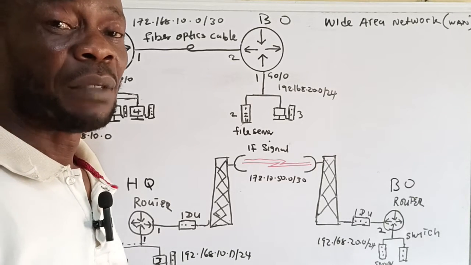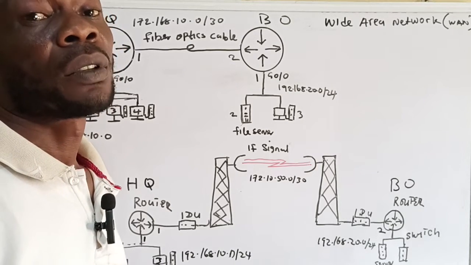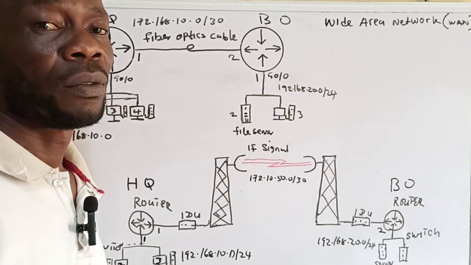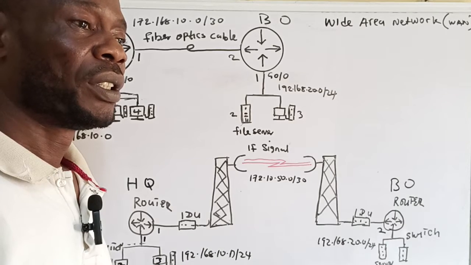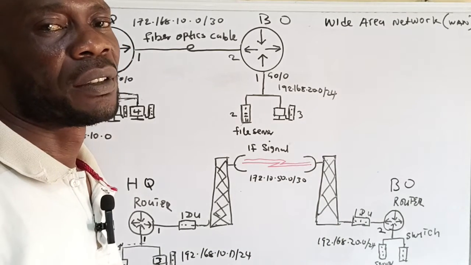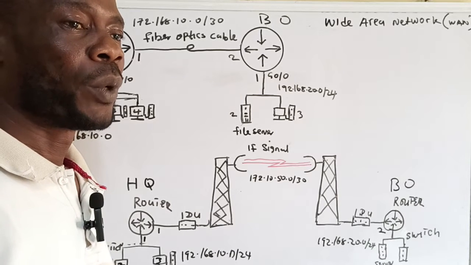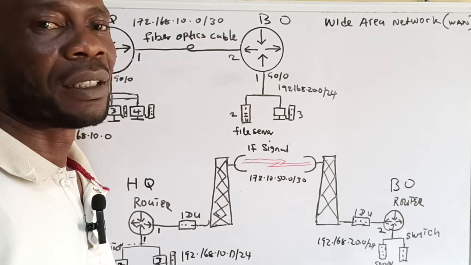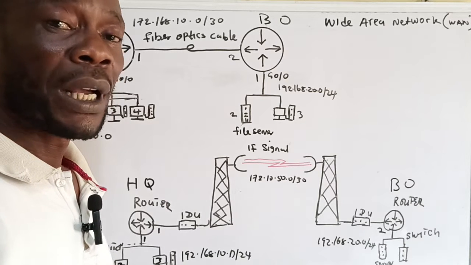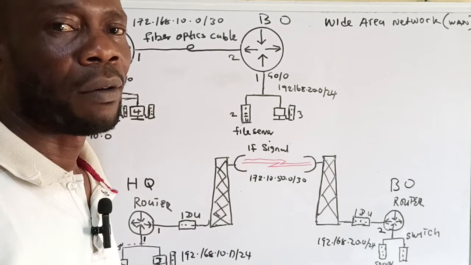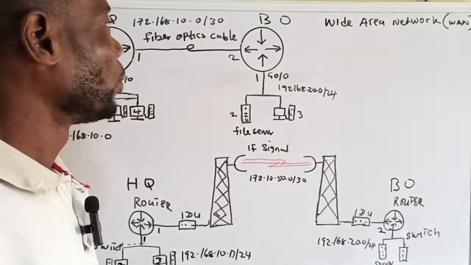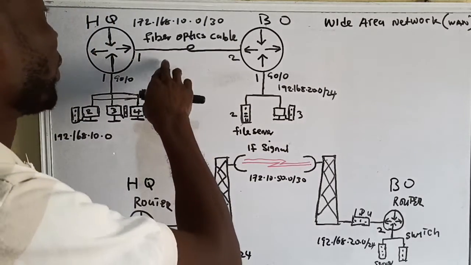I posted an image, a WAN topology, wide area network topology, linking a branch office to the head office. And some people were asking how. So I'm here to let you know how. I'm here to answer your question. So now look at this. I will start from here.